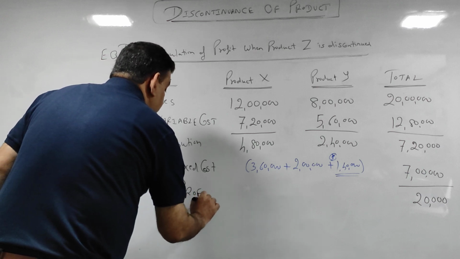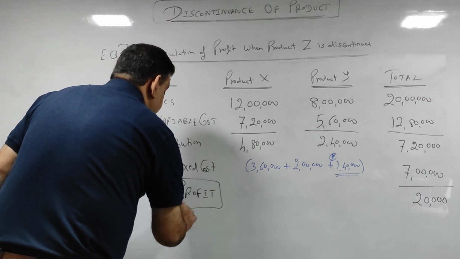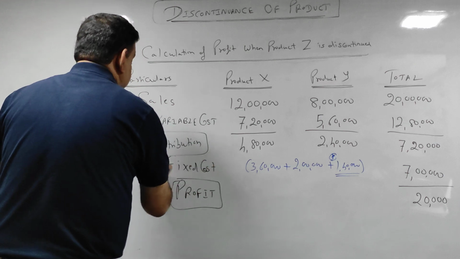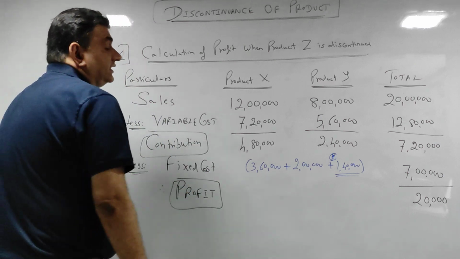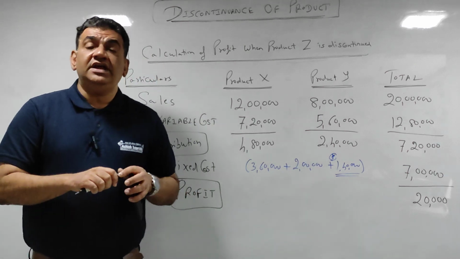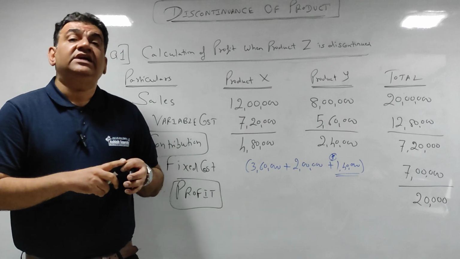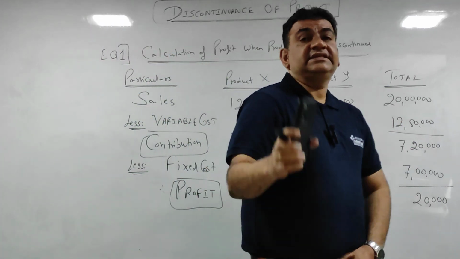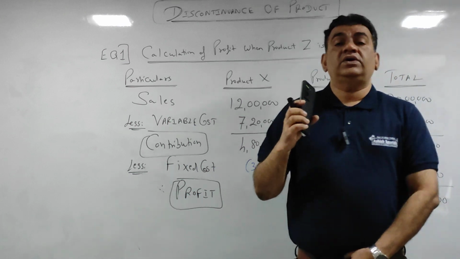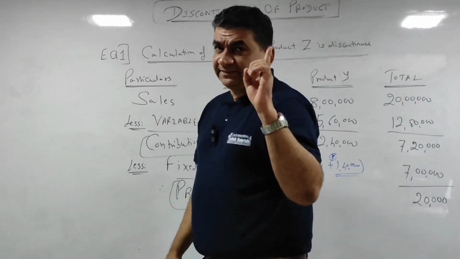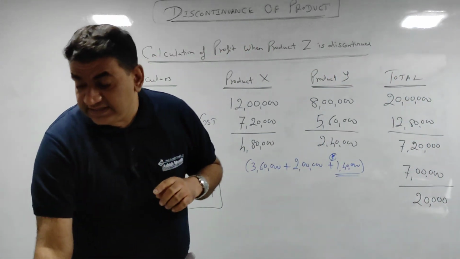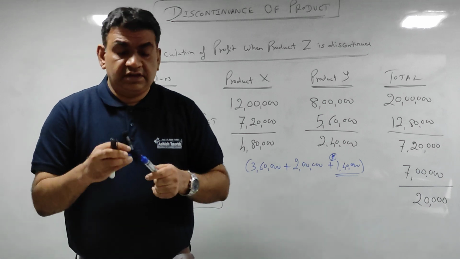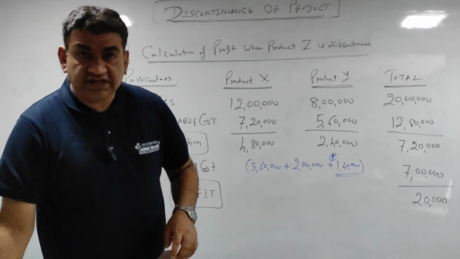Therefore, my profit is 20,000. Profit is 20,000 rupees. Now guys, look carefully now. I hope this concept is clear.